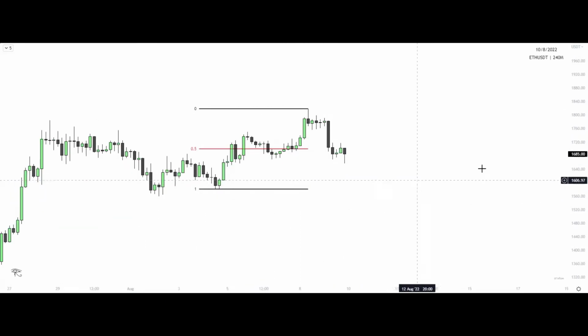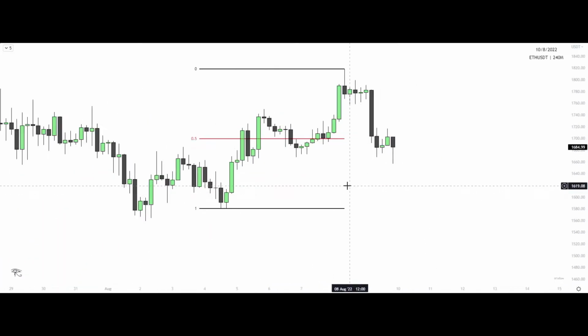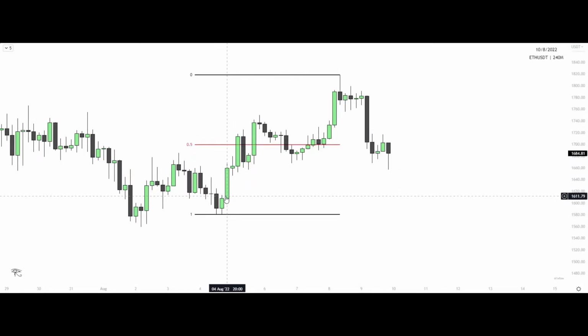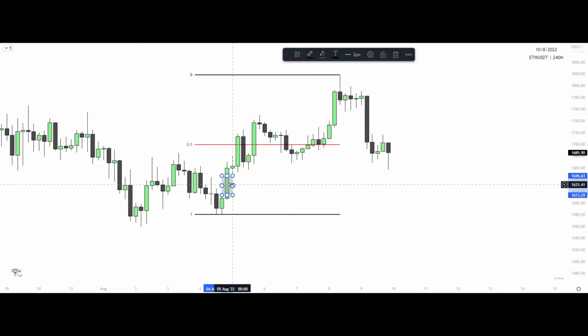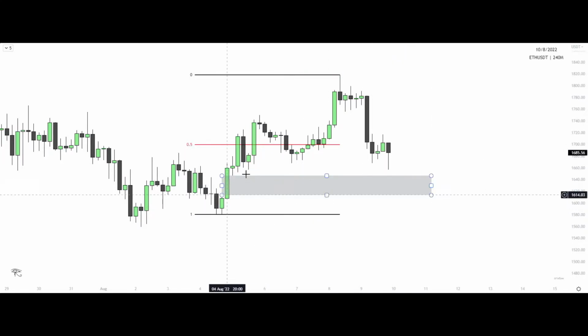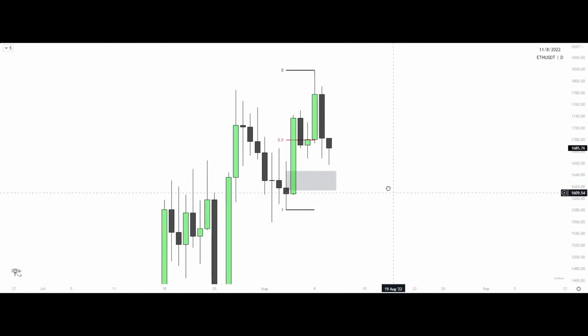We have one right here. And this is what I was looking at. And this is what I was most interested in, right? The reasoning for this is because I found this little imbalance, right? After that break of structure to the upside, if we go on the daily chart, right?